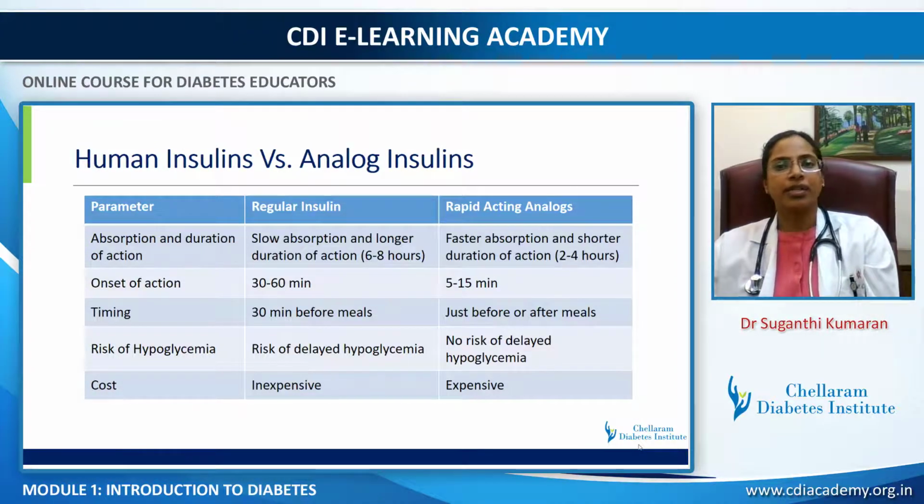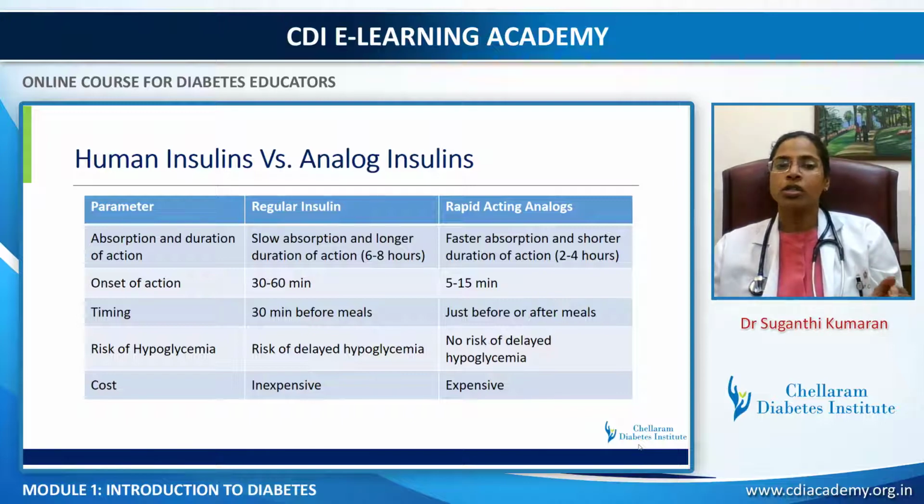Now, what are the advantages or disadvantages of human insulin versus analog? In the case of regular insulin or a human insulin, the absorption is slow. However, it has a longer duration of action of 6 to 8 hours. Whereas rapid-acting analogs, the absorption is faster. However, the duration of action is smaller, which is only 2 to 4 hours.